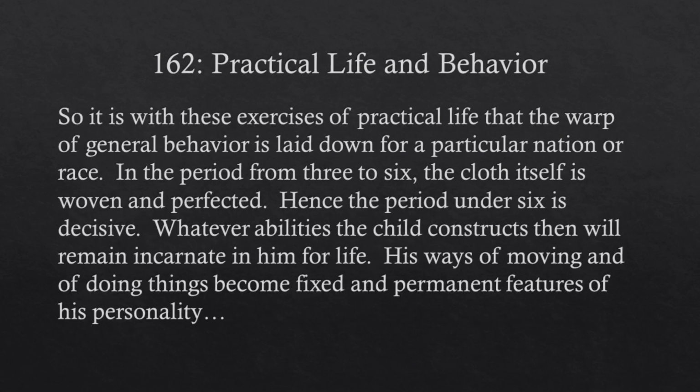On page 162, Montessori talks about practical life and behavior. She says, "So it is with these exercises of practical life that the warp of general behavior is laid down for a particular nation or race. In the period from 3 to 6, the cloth itself is woven and perfected. Hence, the period under 6 is decisive. Whatever abilities the child constructs then will remain incarnate in him for life. His ways of moving and of doing things become fixed and permanent features of his personality."